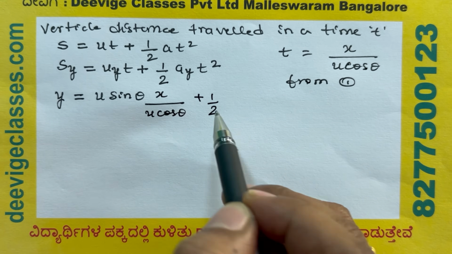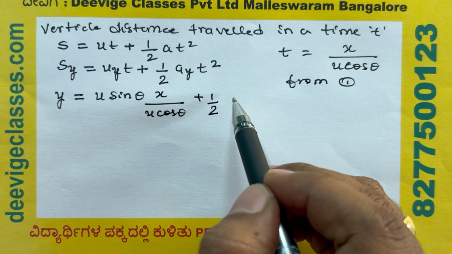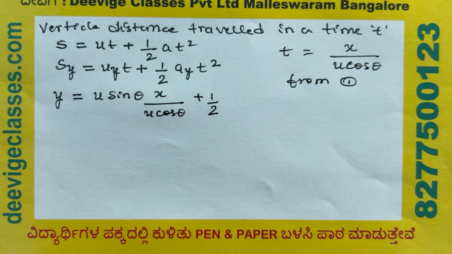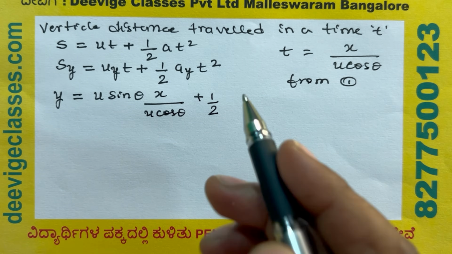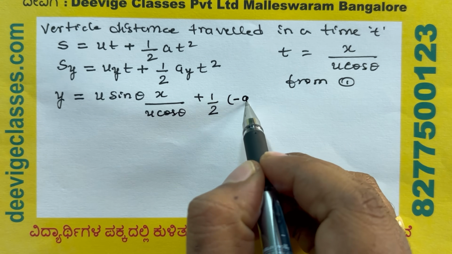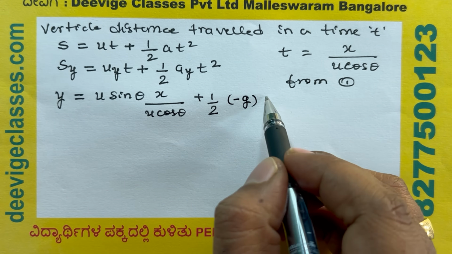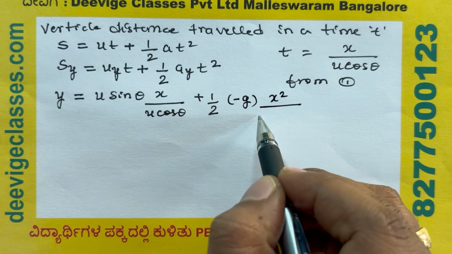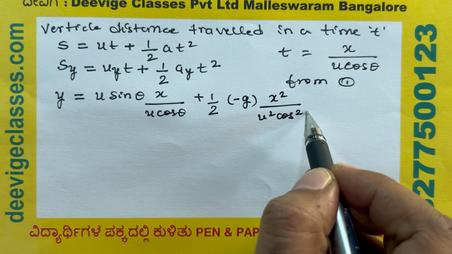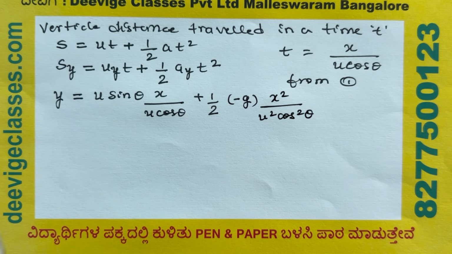Plus half into, what is a y? It is minus g. When the particle is moving vertically upward, what is the acceleration? It is minus g, acting in the negative, downward direction. So it is minus g into t square, that is x square divided by u square cos square theta. Okay, fine.